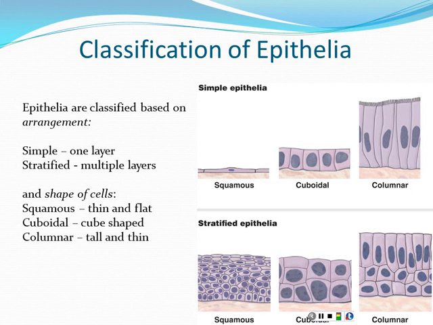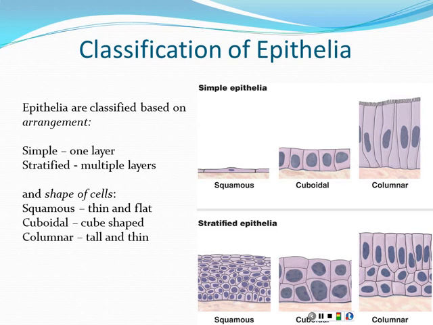Cuboidal, that one's easy to understand. They're cube-shaped. So they're about the same height as they are wide. In all three dimensions, they're about cube-shaped. And then columnar means column-shaped. So they're tall and thin. You can imagine if you took a cuboidal cell and made it taller in one dimension, now you've got a columnar cell. And we'll see examples of all these different epithelia as we go through the talk today.